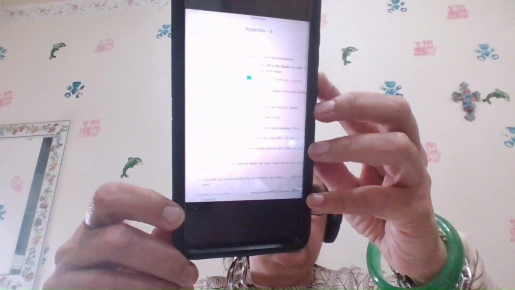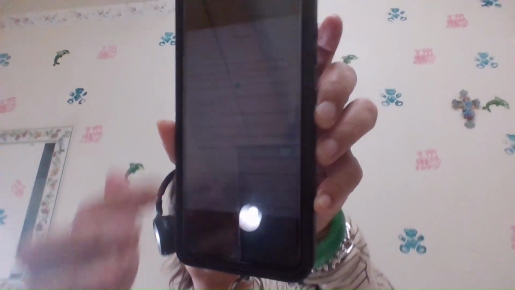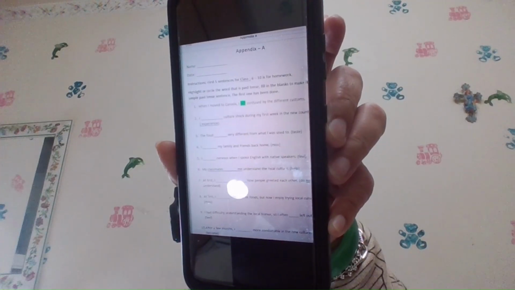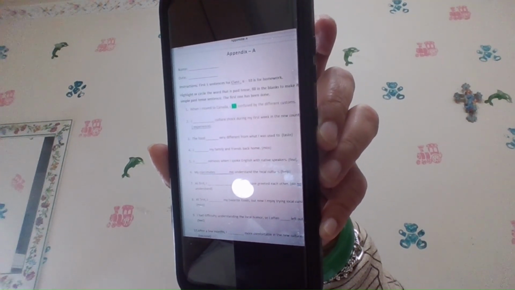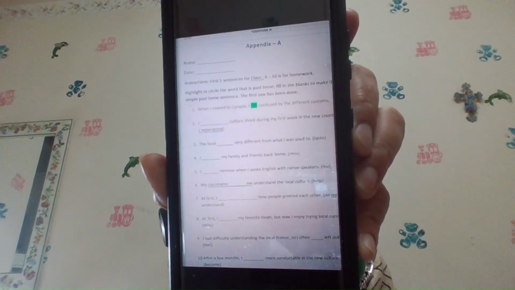So now we are going to practice this little exercise. There are not too many sentences. I would like you to answer the correct verb that can be used here. The first one is done for you, which is when I moved to Canada, I felt confused by the different customs. Now, the word is feel, and the other words are all given in front of each sentence. Say, I dash culture shock during my first week in the new country. The word is experience.